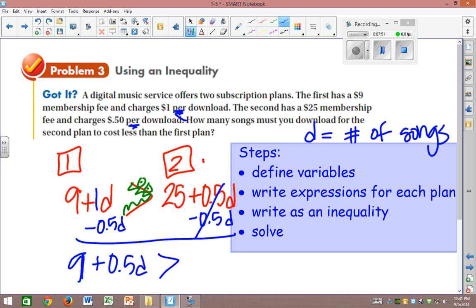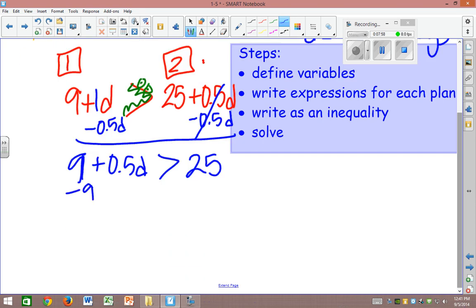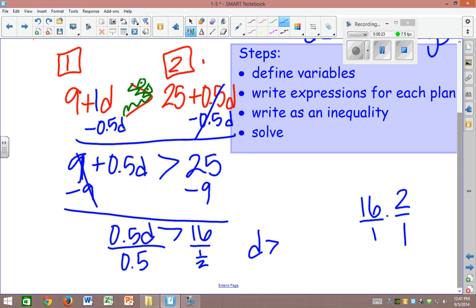It's greater than 25, and then now we gotta move the cows over. So subtract 9. So half D greater than, not equal to, but greater than 16. Now dividing by a half. A half is the same as 0.5. Right. And then I'm doing 16 over 1 multiplied by the reciprocal, which is 32. So D is greater than 32.